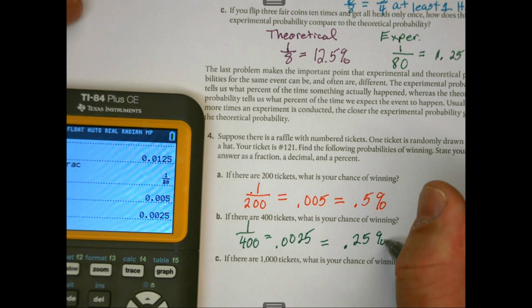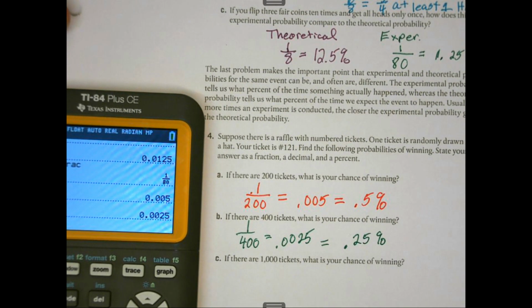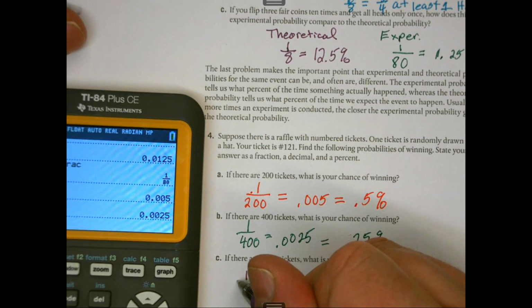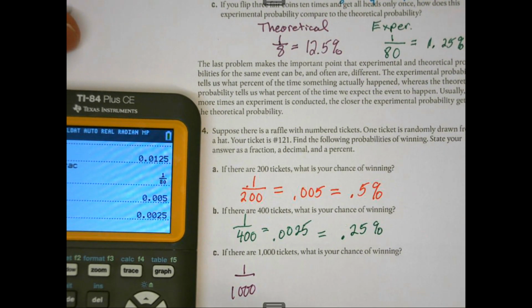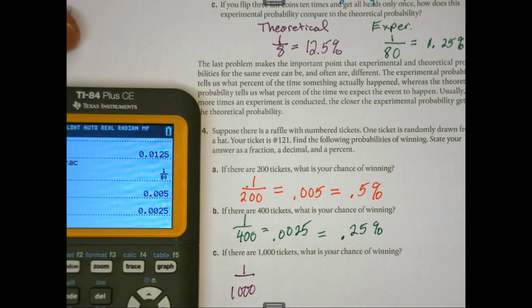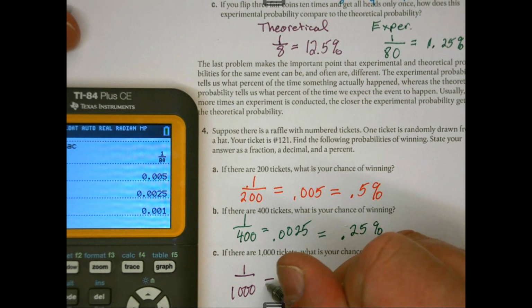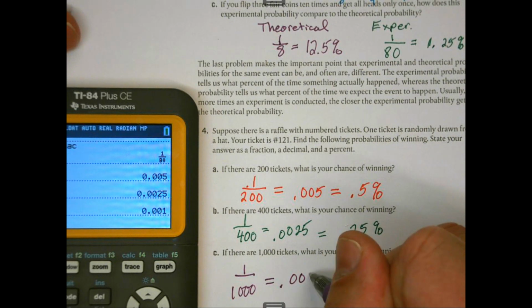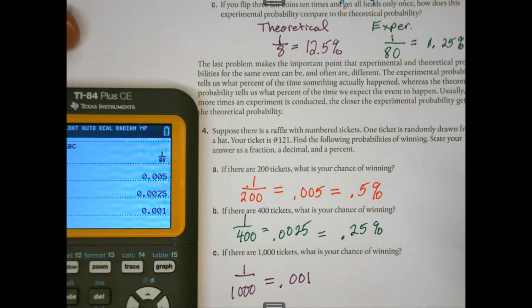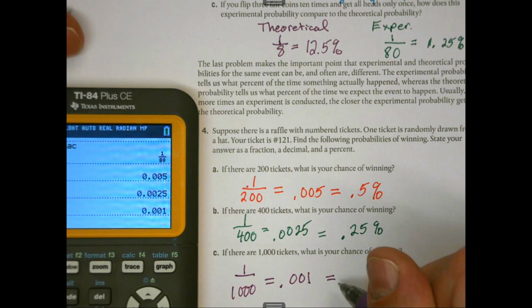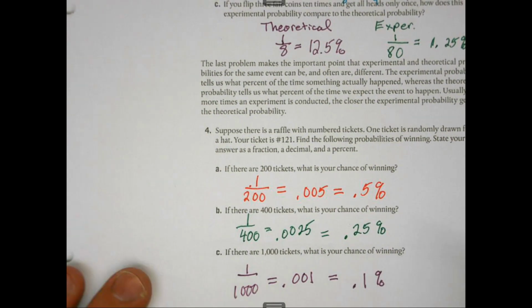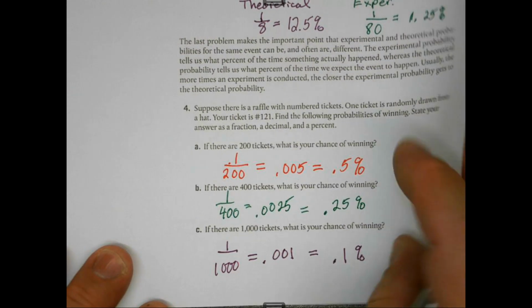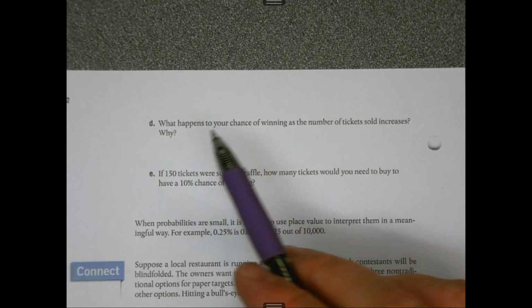What happens to your chance of winning as the number of tickets sold increases? Your percentage of winning goes down. And why does that happen? Well, for obvious reasons: there are more tickets to choose from.